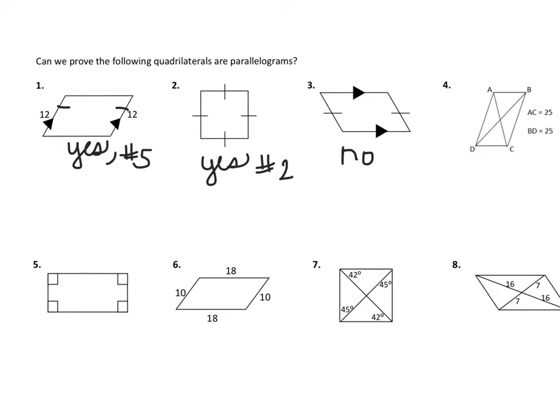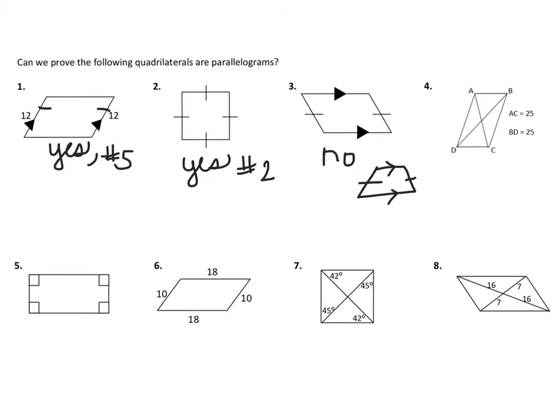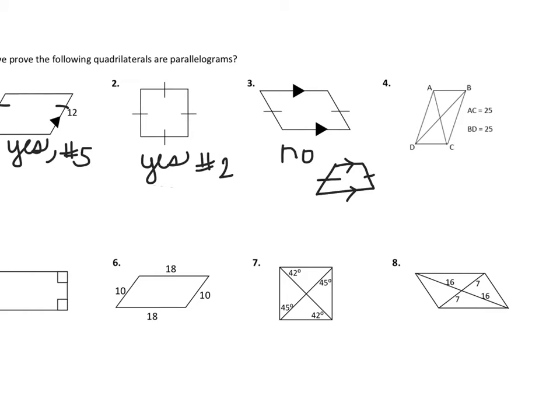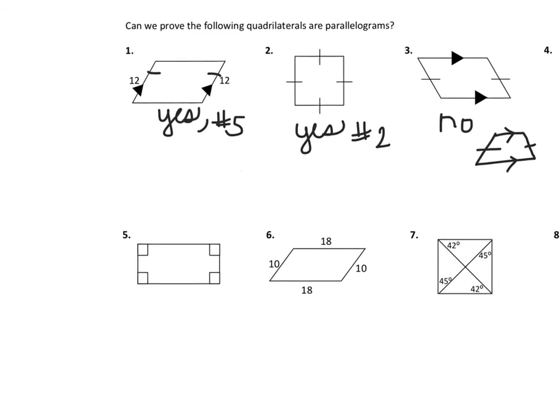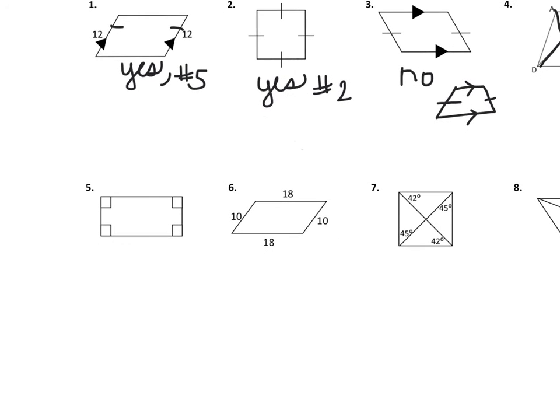That's because I could have congruent sides and parallel sides, but it not be a parallelogram. For number 4, I have AC is 25 and BD is 25. So it's basically saying that the diagonals are congruent, and that is not one of the rules for a parallelogram. Okay, let's look at number 5.